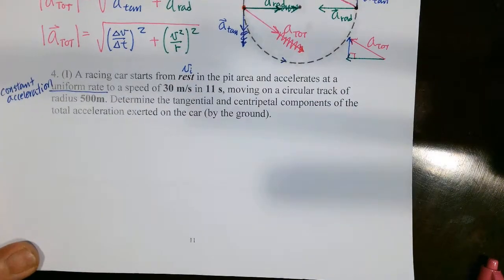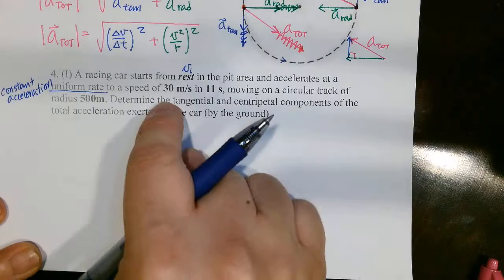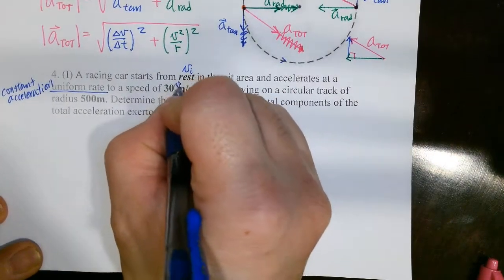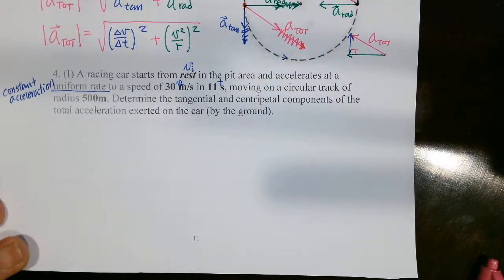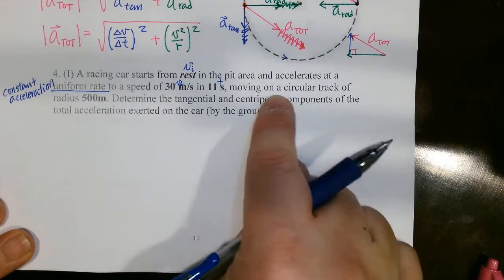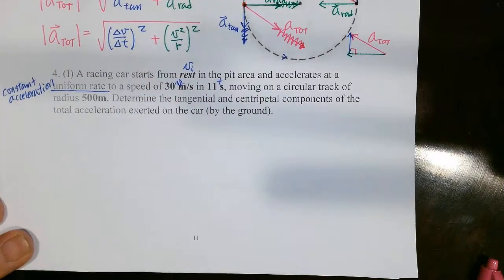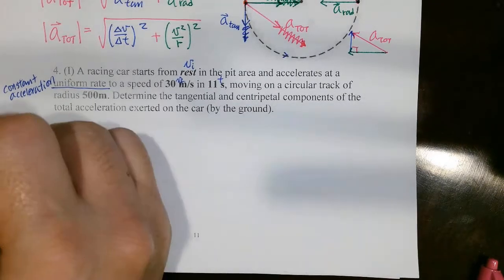Constant acceleration. That means it's speeding up consistently from 0 to 30 meters per second. So this is my V final, in 11 seconds, that's my time t, moving on a circular track of radius 500 meters. So let's write down everything we know.